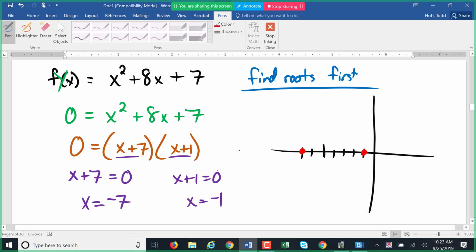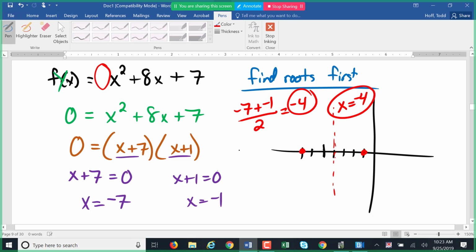Well, because of symmetry, this value of a is positive 1. We know this opens upward. Because of symmetry, we know the vertex has to fall on that axis of symmetry. And the axis of symmetry has to be exactly between the two roots. The roots are negative 7 and negative 1. If I add those together and divide by 2, I get negative 4. That's telling me that the axis of symmetry is the line x equals negative 4.